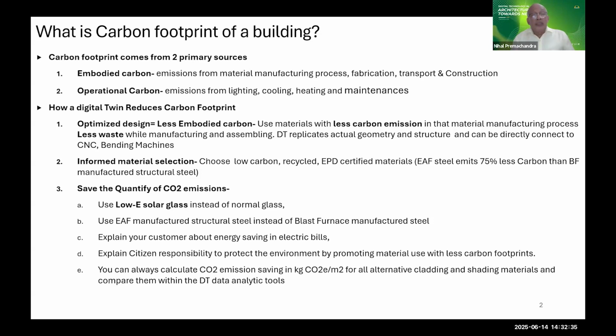Now, explain the citizen responsibility to protect the environment by promoting material use with less carbon. That is your duty, because most of the clients don't understand what this low carbon footprint is at all. So you can always calculate carbon dioxide emission saving in kilograms of carbon dioxide emission per square meter for alternative cladding and shading materials. That way you can prove what you are trying to do scientifically.